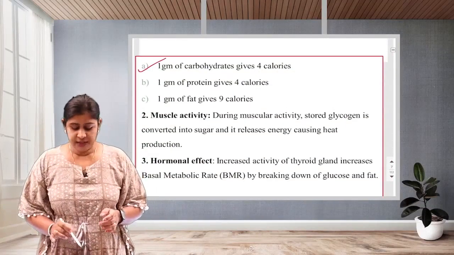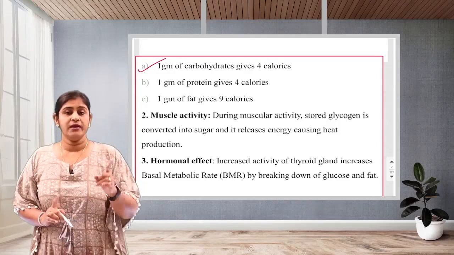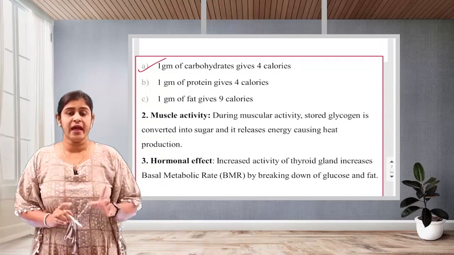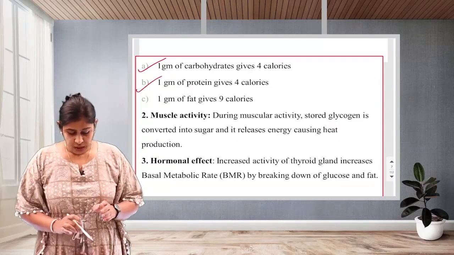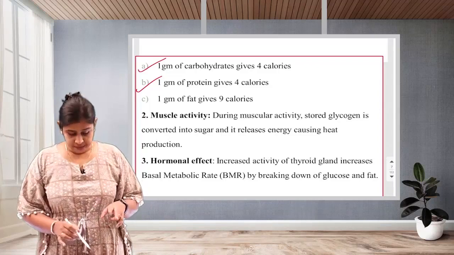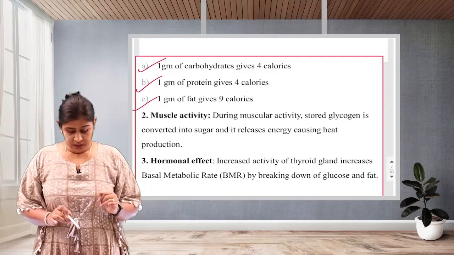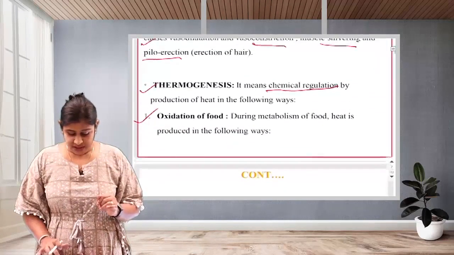The first is that 1 gram of carbohydrate gives 4 calories. In the same way, 1 gram of protein also gives 4 calories, and 1 gram of fat gives 9 calories. So this all comes under the oxidation of the food.